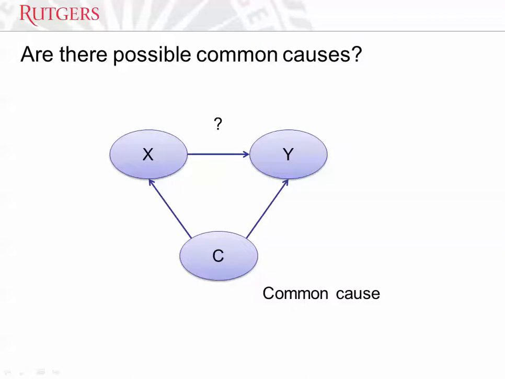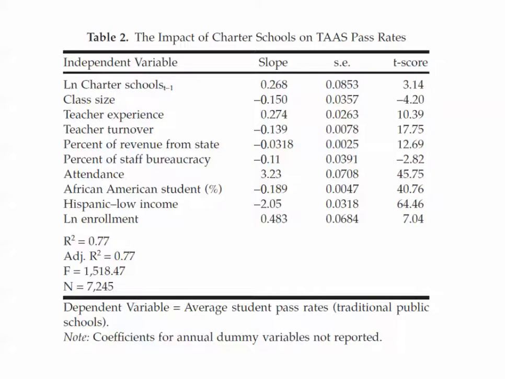So let's take a look at what the researchers actually did. Here's a table from the chart. This is a regression analysis, and these are the independent variables. Actually, only this first one is the real independent variable in the sense of the causal variable. The dependent variable is just mentioned in a footnote here because it's implied in the analysis. It's not shown in the list of variables, but the dependent variable is the pass rate on the school test, and the key X variable, the causal variable, is charter schools.